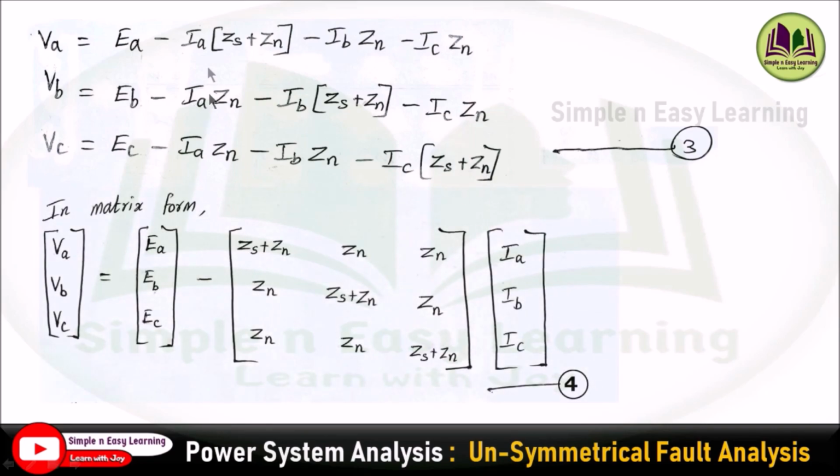Representing this third equation in matrix form: VA, VB, VC equal the generated EMFs EA, EB, and EC minus the complete Z matrix, that is Zs plus Zn on the diagonal and Zn elsewhere. Taking minus as common, all the coefficients of IA, IB, and IC form the Z matrix, multiplied by IA, IB, and IC. So this is your fourth equation. It is the matrix form of the voltage equation.